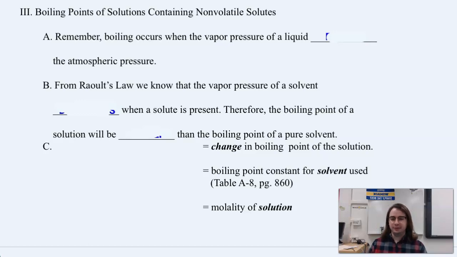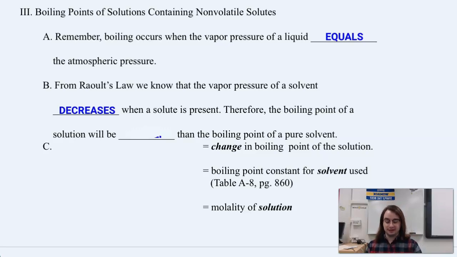Welcome back. Today we're going to continue our discussion on colligative properties by talking about boiling point and how the boiling point of a pure substance can differ from the boiling point of a solution. Remember that boiling occurs when the vapor pressure of a solution or substance is equal to the atmospheric pressure that's pushing down on it. So it's not really about heat, it's just about when those two things are equal to each other. From Raoult's law, we know that the vapor pressure of a solvent decreases when a solute is present.